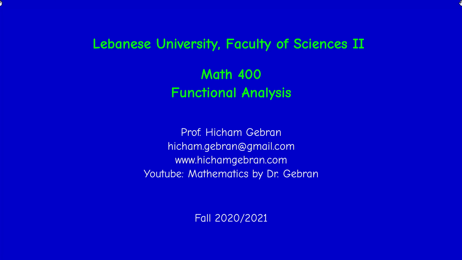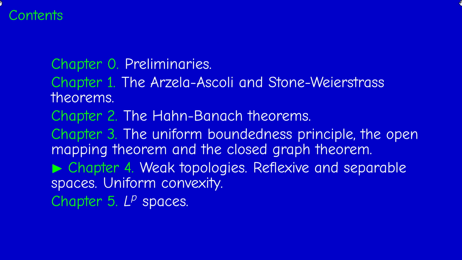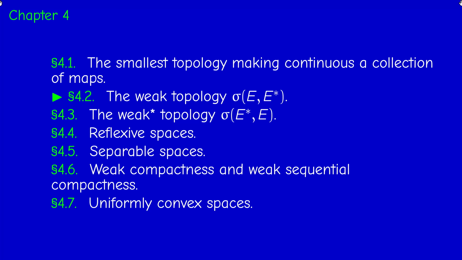Welcome back. We continue our study of chapter 4 and now we move to section 4.2 about the weak topology on a norm space. So we'll apply the general construction of the previous section to the case of a norm space and some special collection of maps.